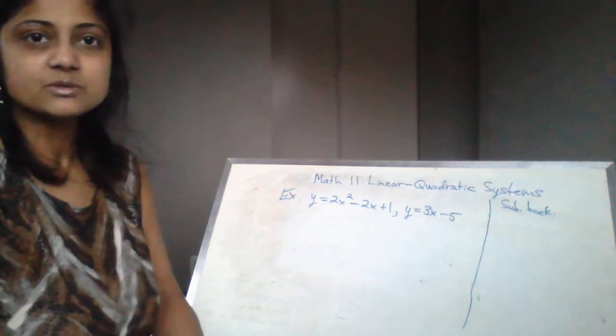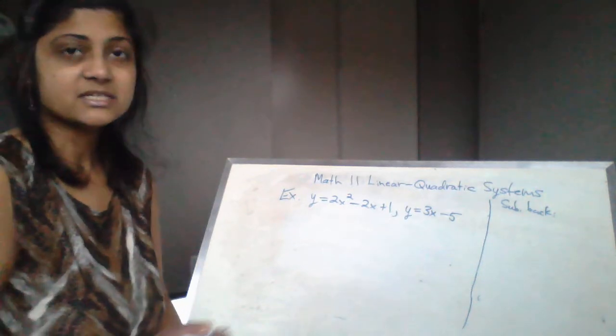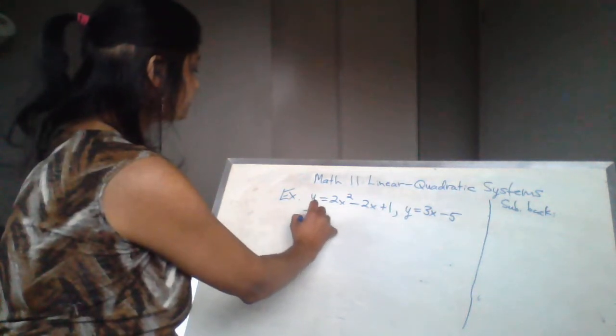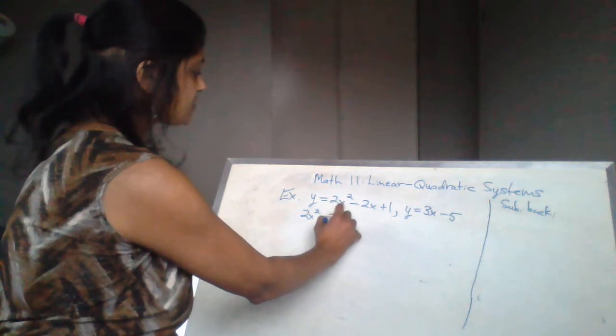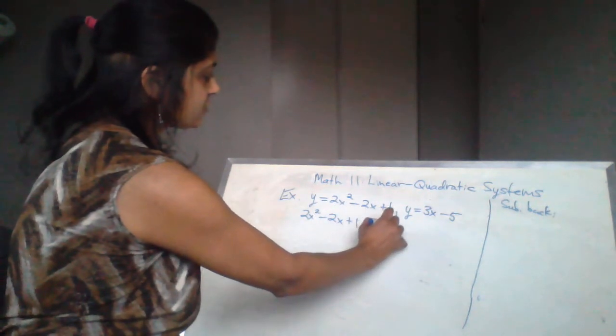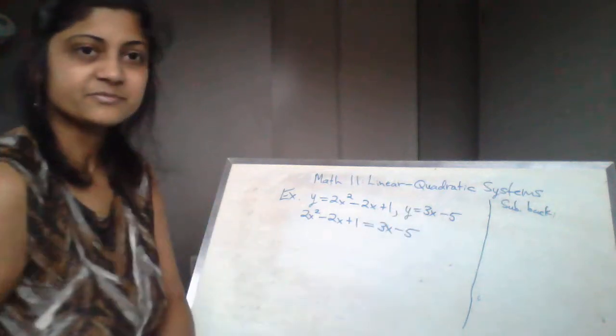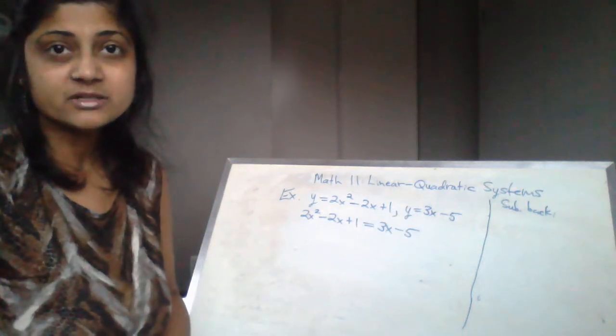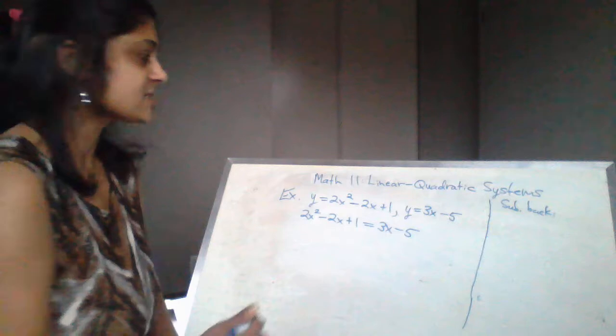So let's try this example here. What we're going to do is make both of these equations equal. So 2x squared minus 2x plus 1 equals 3x minus 5. I'm going to take everything to the left side and make sure you change the sign here.